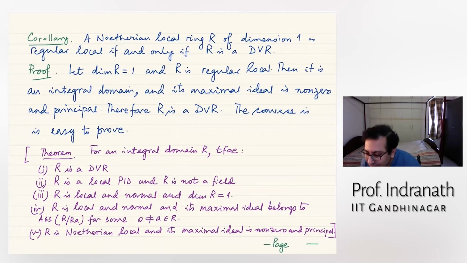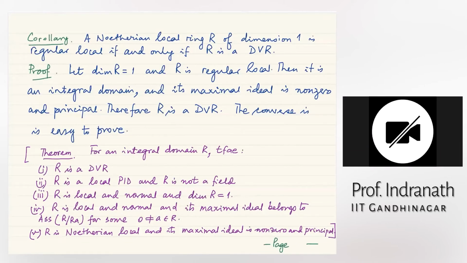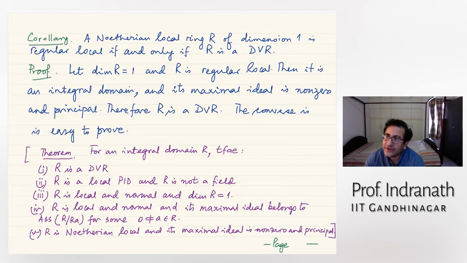And the converse, how about the converse? Can somebody quickly tell me? If R is a discrete valuation ring, then is it obviously regular local? Use this for discrete valuation. Its maximal ideal is principal. Yes. Therefore, the embedding dimension will be 1, but it's one-dimensional. Okay, fine.